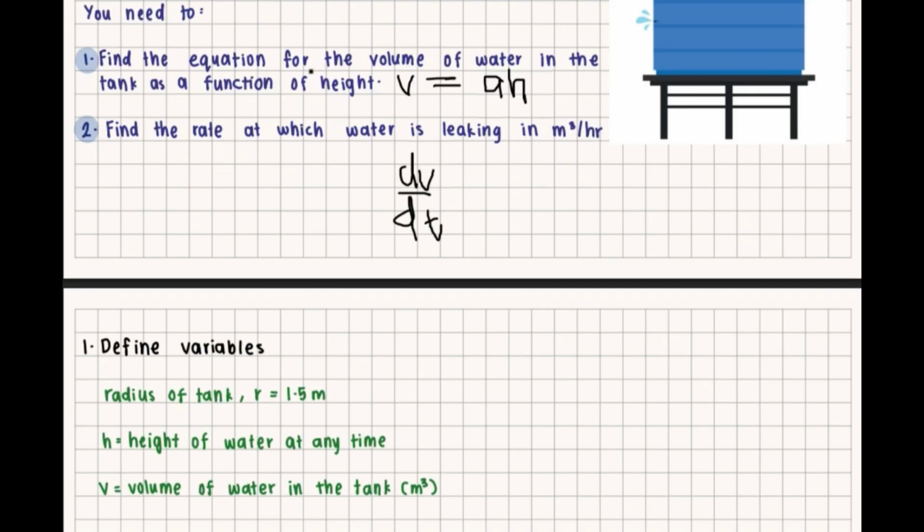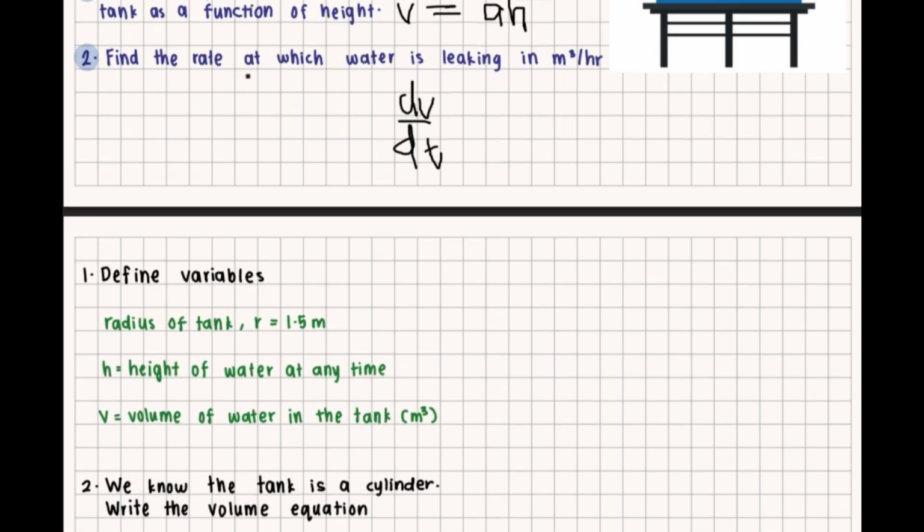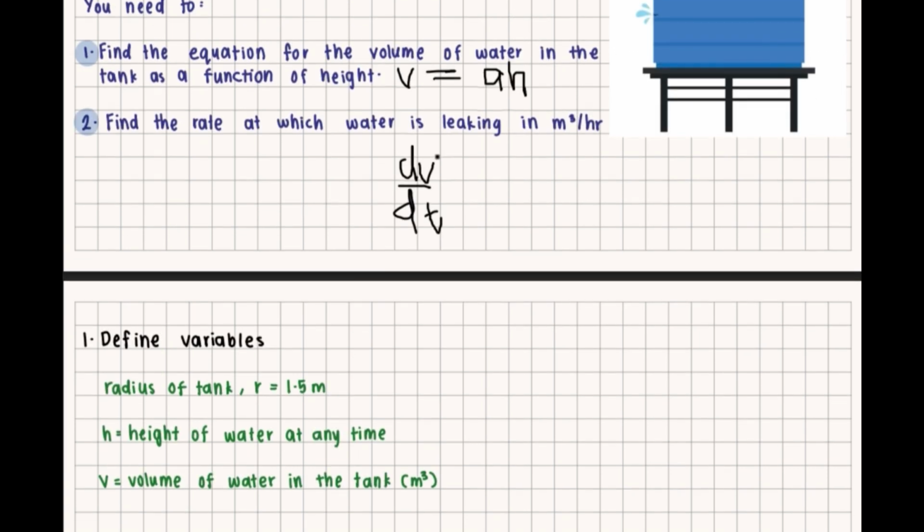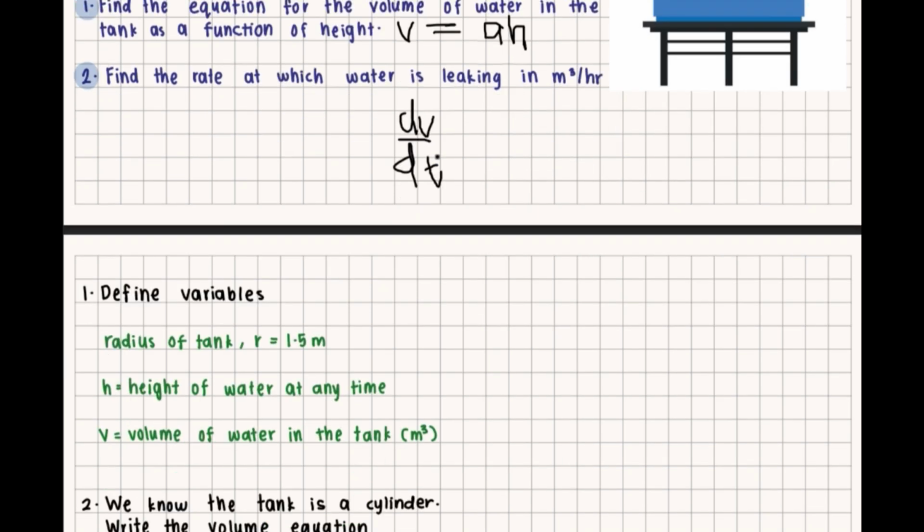First, we have to find the equation for the volume of water in the tank as a function of height. What this question means is we need to find V equal to A H. A is a constant. We can take any constant, such as numbers or pi maybe, and H is the variable, because we need to find V as a function of H. Next, we need to find the rate at which water is leaking in meter cube per hour. So here we need to find dV over dt. So let's go through one by one.